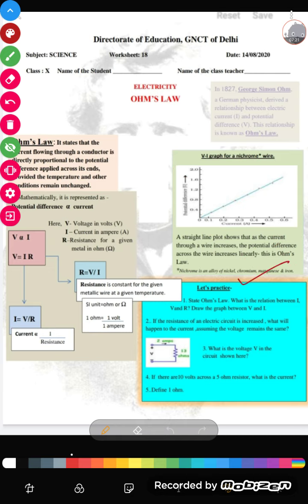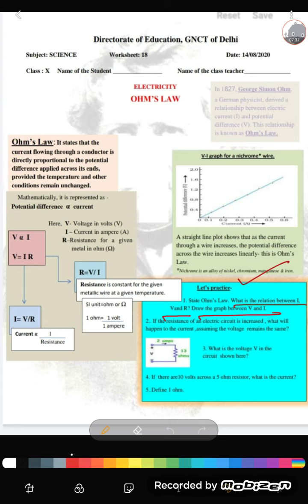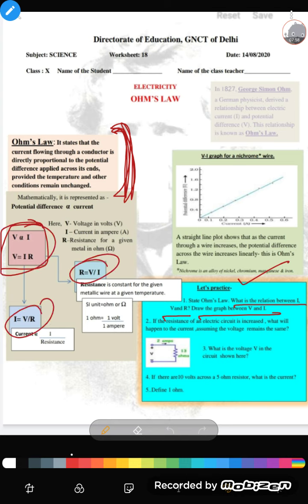Let's do the practice exercise. First we have: state Ohm's law, what is the relation between I and V, and draw the graph. Students, first we have Ohm's law, which you can directly write from here. It states that the current flowing through a conductor is directly proportional to the potential difference applied across its ends, provided the temperature and other conditions remain unchanged, right? And what is the relation? This is the relation. You can write it easily.